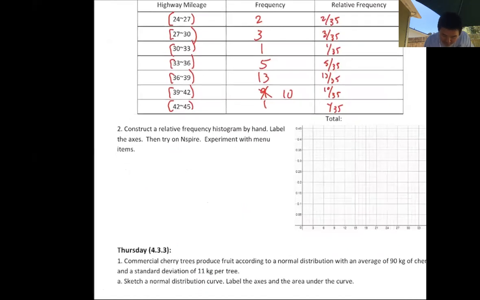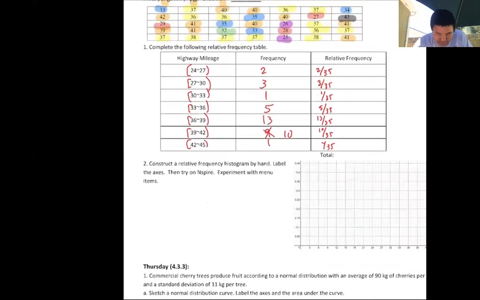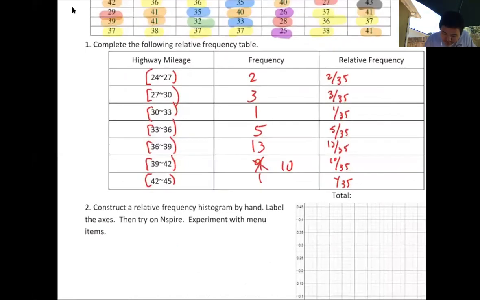And then you're going to construct your axes right there. Make sure you find the percentages. Two divided by 35, 3 divided by 35, 1 divided by 35, 5 divided by 35, 10 divided by 35, 13 divided by 35, 1 divided by 35.